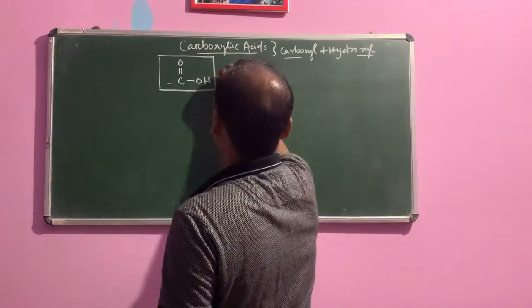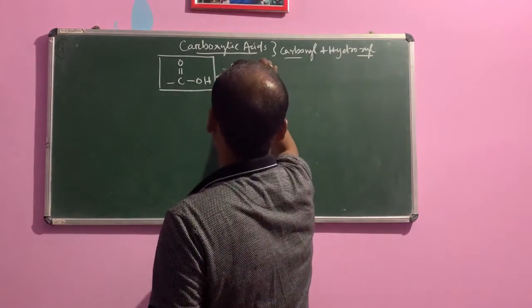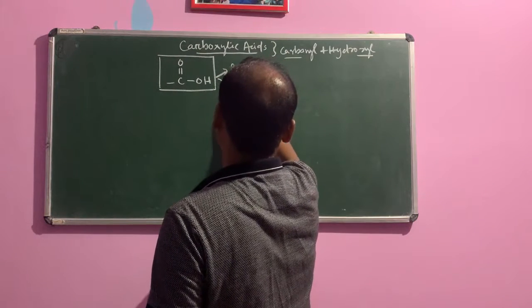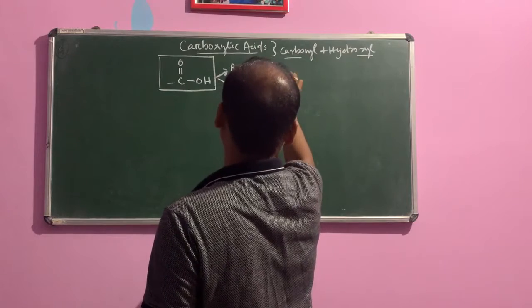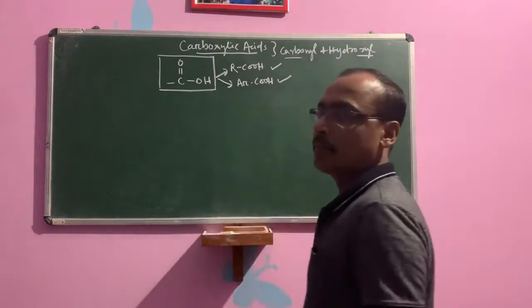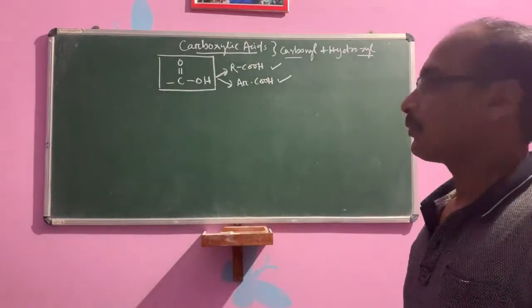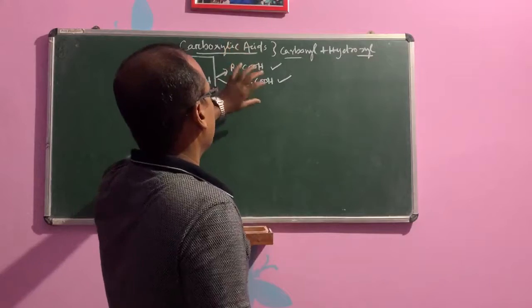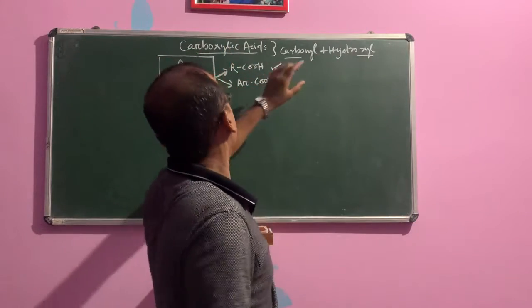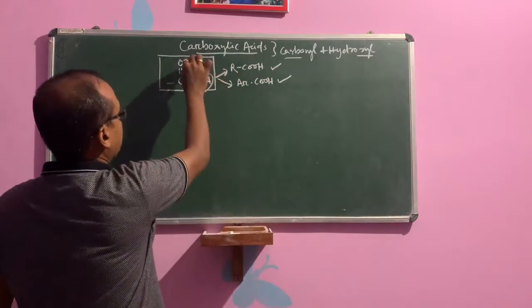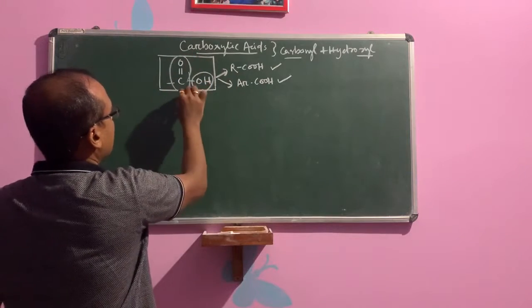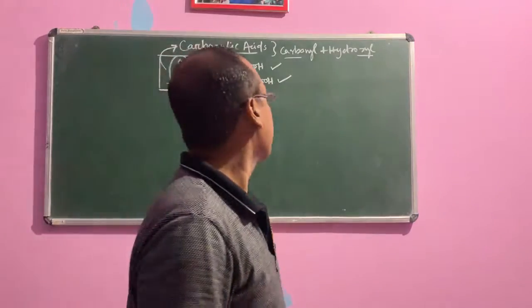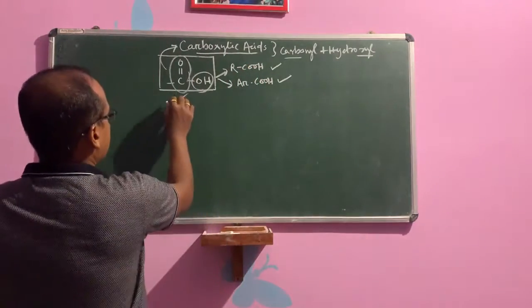So it may be aliphatic, RCOOH, or aromatic, ArCOOH. Okay, R means aliphatic and Ar means aromatic. So these are the functional group: aliphatic, aromatic, carbonyl plus hydroxyl. This is your hydroxyl and this part is your carbonyl. Both are mixed to form carboxylic acid, the functional group. Okay, so next is the structure.